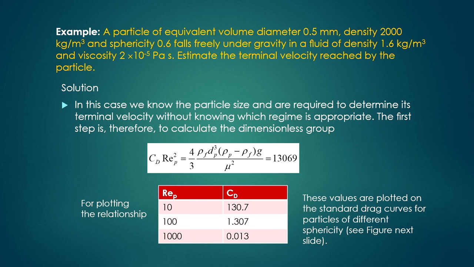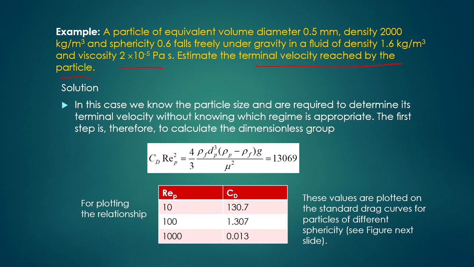Let us have a particle of equivalent volume diameter 0.5 millimeter, density 2000 kg per meter cube, and sphericity 0.6, that will fall freely under gravity in a fluid of density 1.6 kg per meter cube. The viscosity of that fluid is 2 × 10⁻⁵ Pascal second. You have to calculate the terminal velocity reached by the particle.